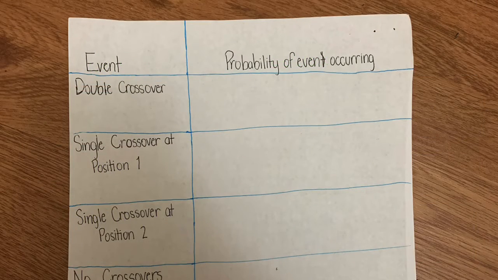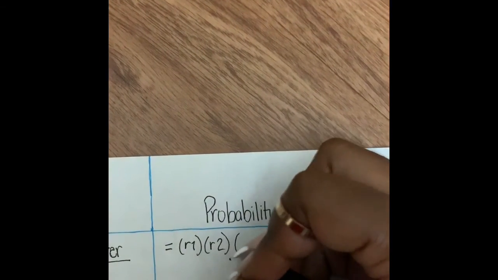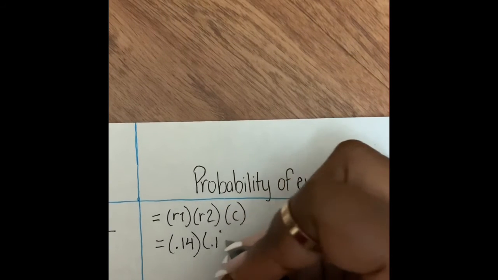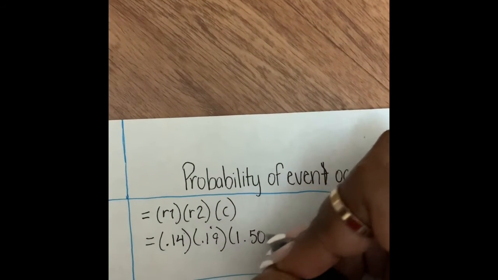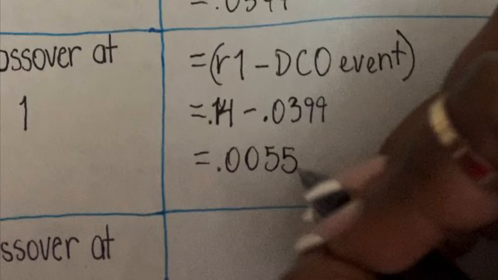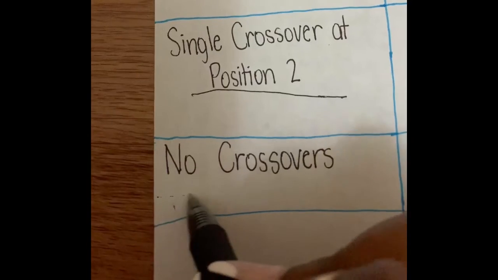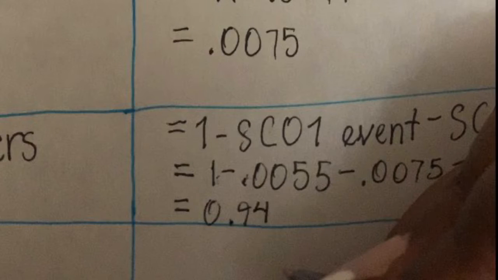Now, if we want to look at the probability of each crossover event occurring, we'd have to do a few calculations. To find the probability of a double crossover, we need to multiply the distances of region 1 and 2, which we assume is approximately the same as the recombination frequency, by the coefficient of coincidence. The probability of an SCO1 would be region 1 minus the DCO event. The probability of an SCO2 would be region 2 minus the DCO event. And the probability of no crossovers would be 1 minus any crossover event.